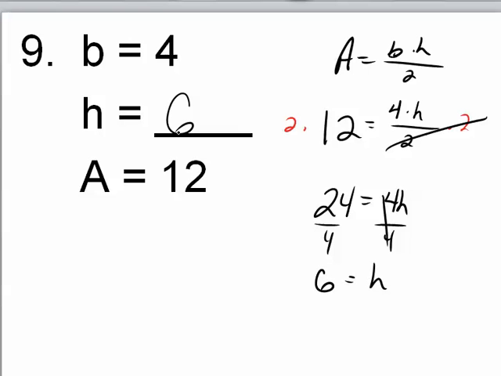I can double check this by plugging back into the formula. 4 times 6 is 24, divided by 2 does give me 12. So I know I got that problem right.